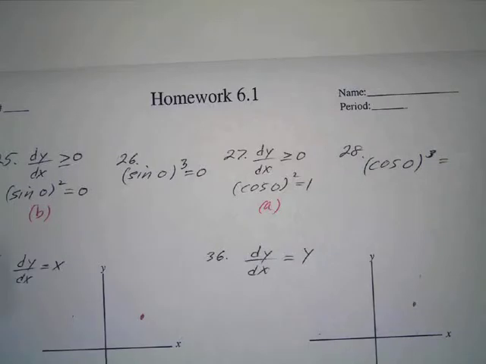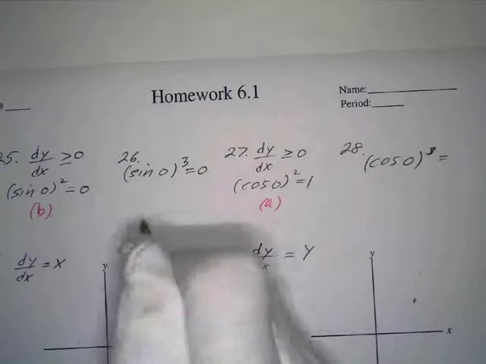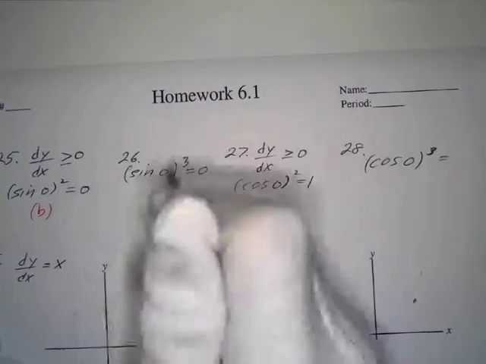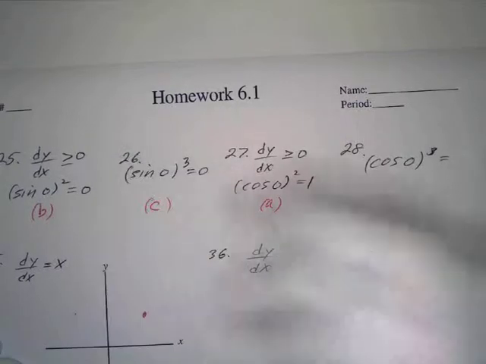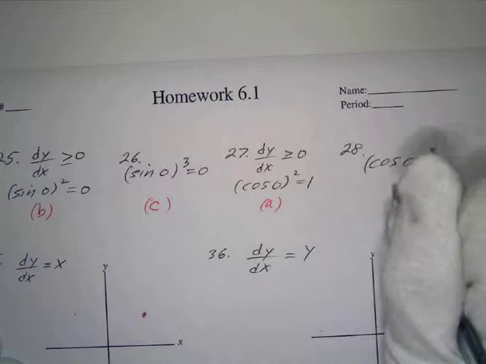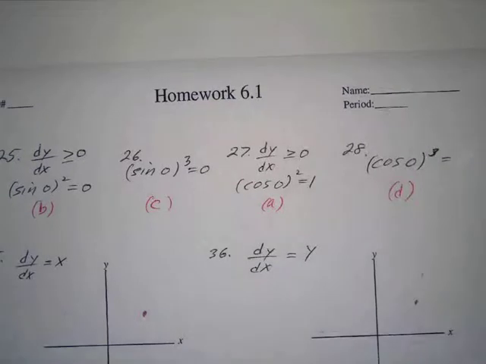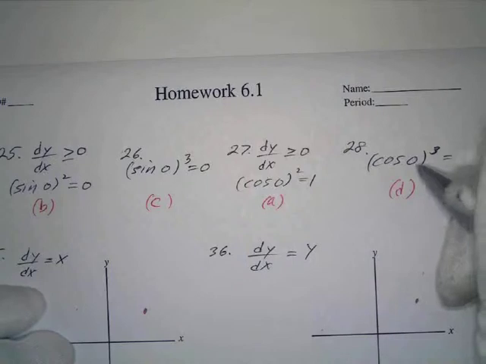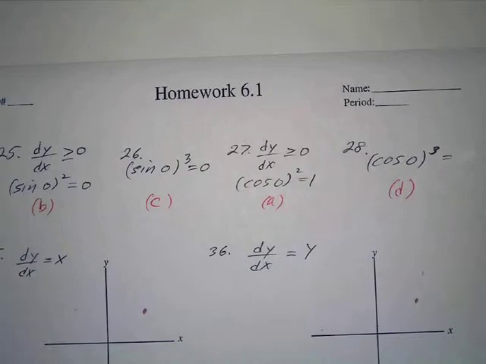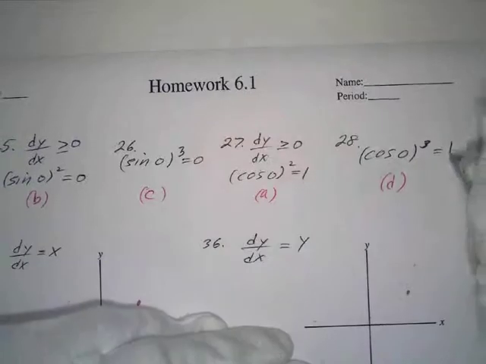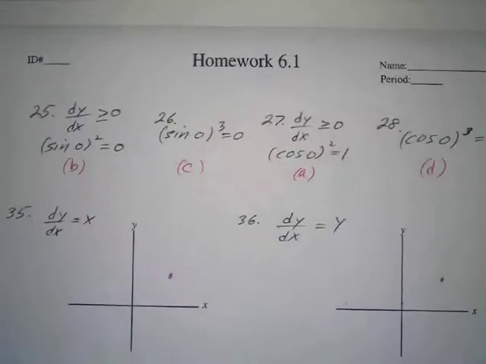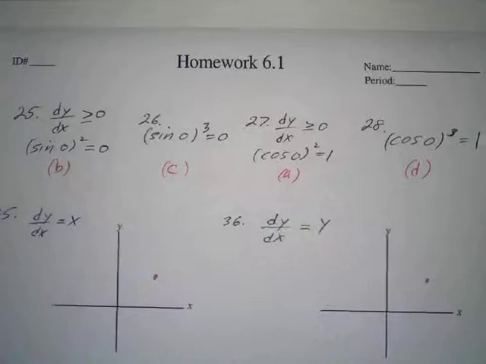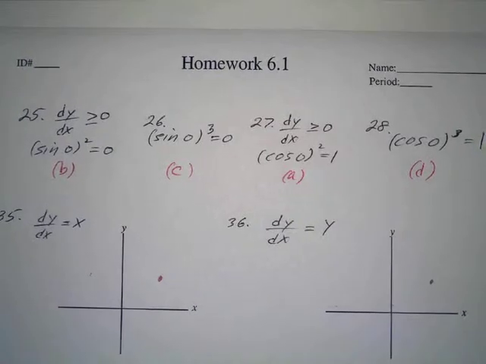So this would be letter C, and this would be letter D, because the cosine of 0 is 1, and 1 cubed is 1. And for letter D, when x is 0, I have a slope of 1. Okay? So I think that's how you could justify it. That's how I figured it out anyway, and I hope that makes sense. So that's 25 through 28.